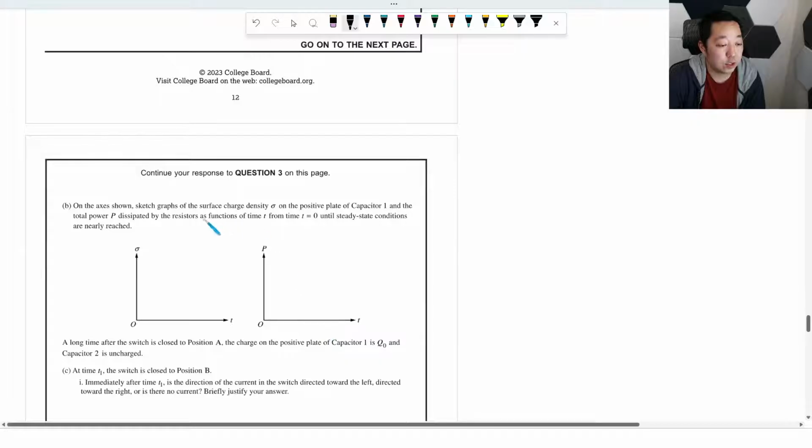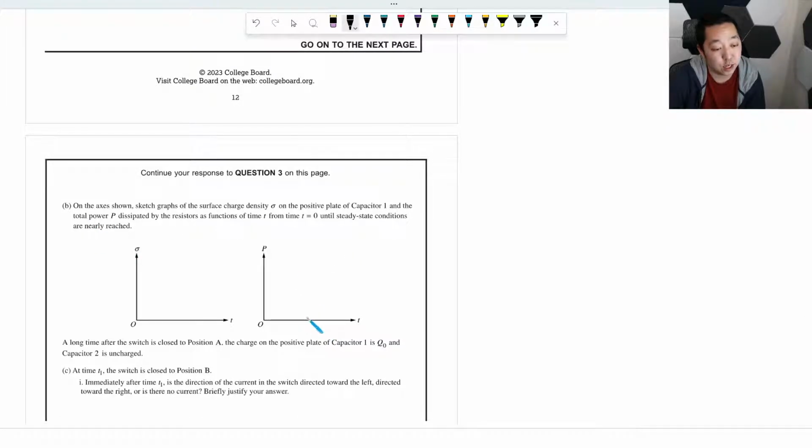Okay, sketch the graphs of the charge density on the positive plate and the total power dissipated by the resistors as a function of time until steady state conditions are nearly reached. Okay, so the charge is going to start at 0. I don't know why I would say charge density, just say the amount of charge, right? It's just this divided by the area. It's going to approach a level value. Did they want you to label the axis? No, they didn't say that.